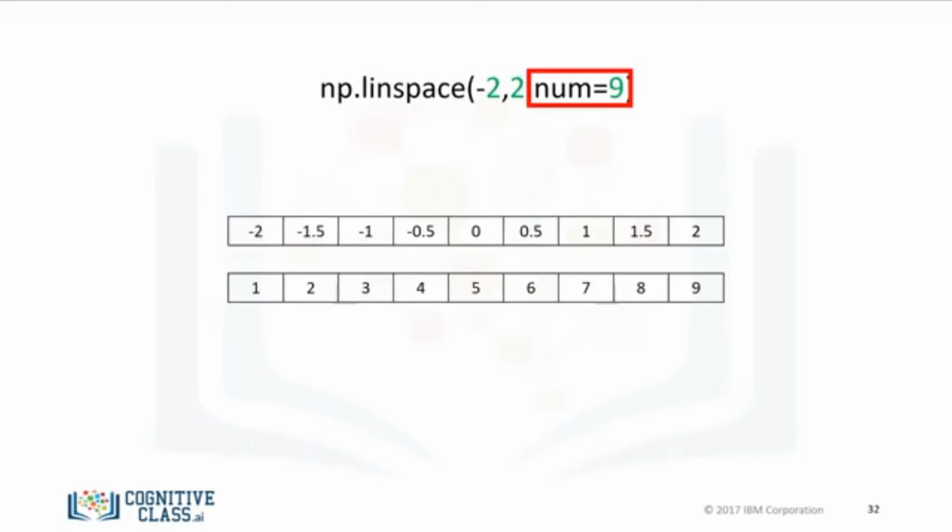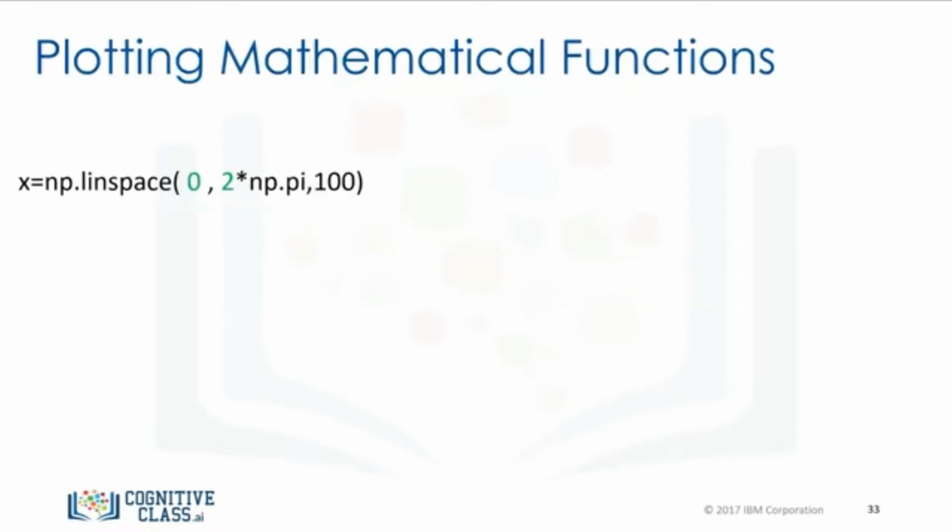If we change the parameter num to 9, we get 9 evenly spaced numbers over the interval from -2 to 2. The result is the difference between subsequent samples is 0.5 as opposed to 1 as before. We can use the function linspace to generate 100 evenly spaced samples from the interval 0 to 2π. We can use the NumPy function sin to map the array x to a new array y.